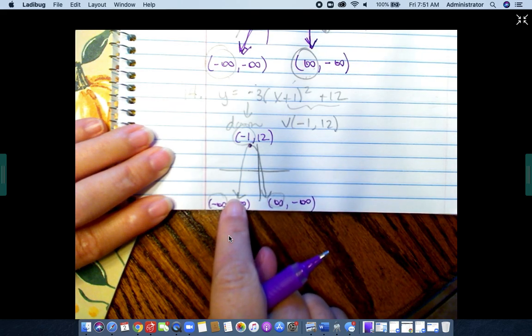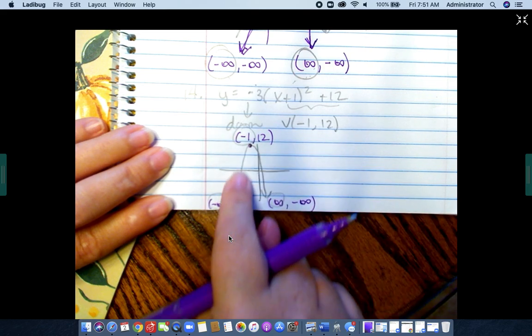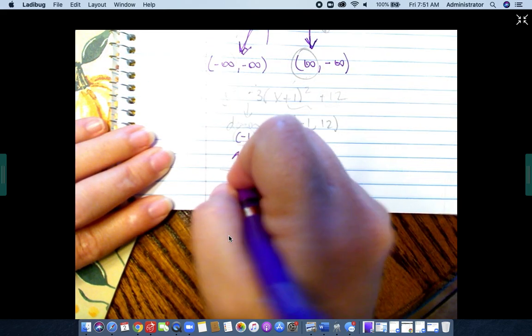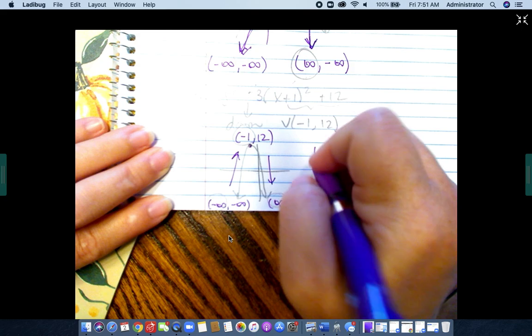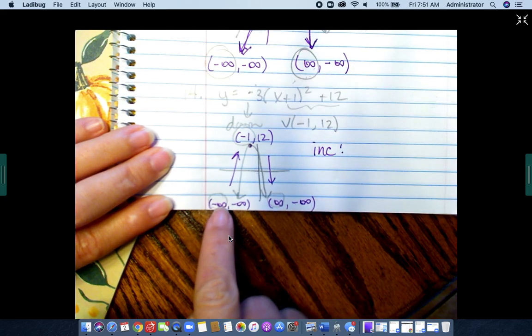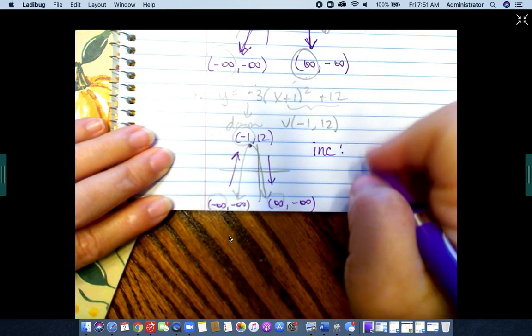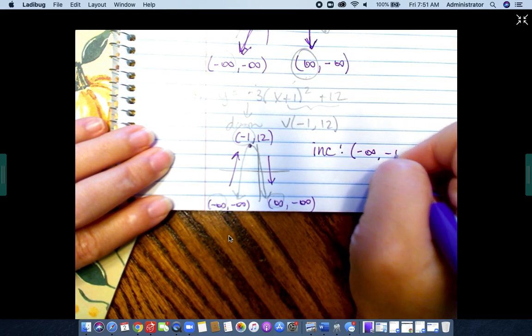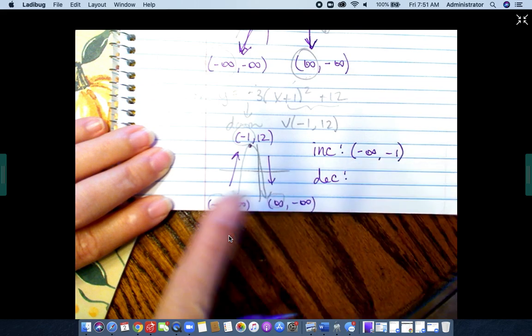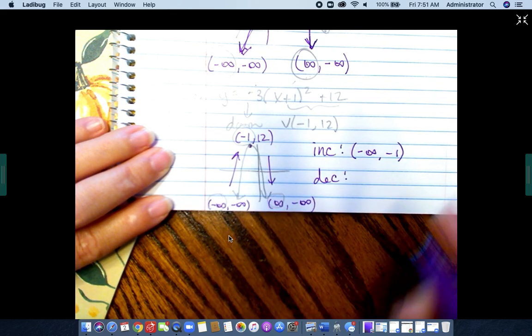So what does it do first? If I trace it from left to right, it increases, then decreases. Increase, decrease. So it increases from what to what? You've already circled it. -infinity to -1. And then it decreases from -1 to infinity.